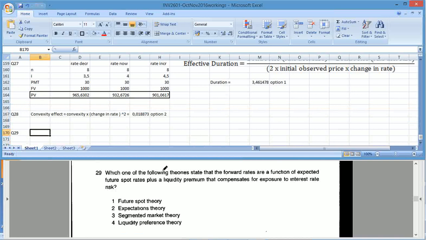Question 29 is theory. Which of the following theories state that the forward rates are a function of expected future spot rates plus a liquidity premium? Obviously that's expectations theory, option 2.